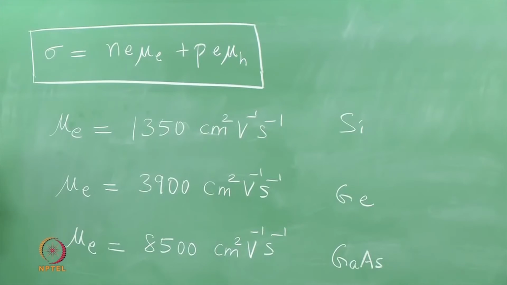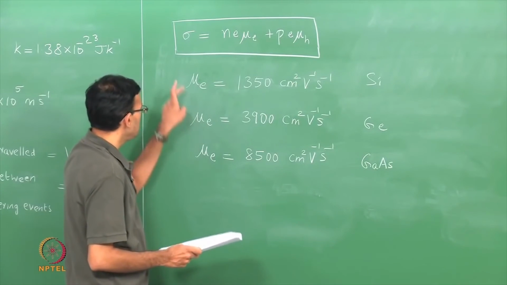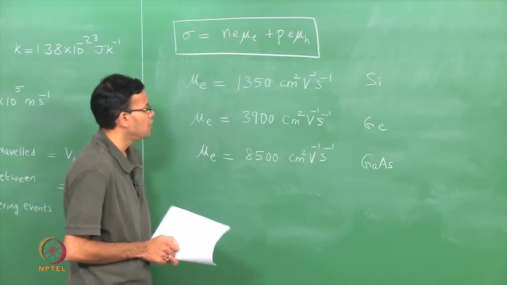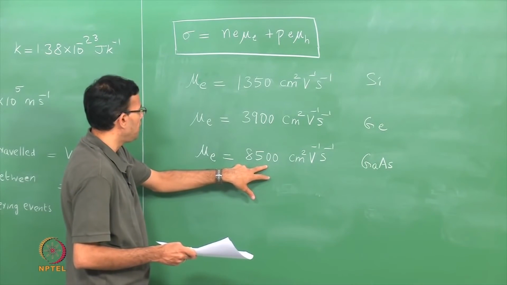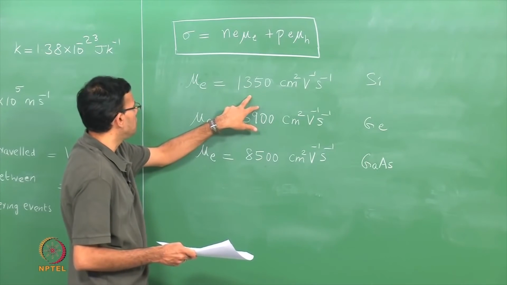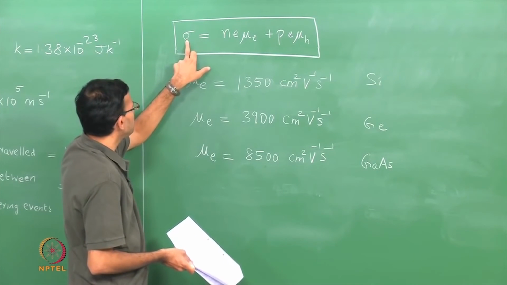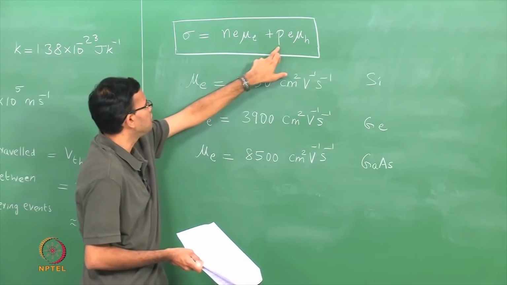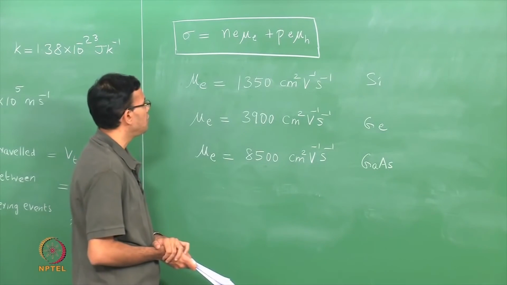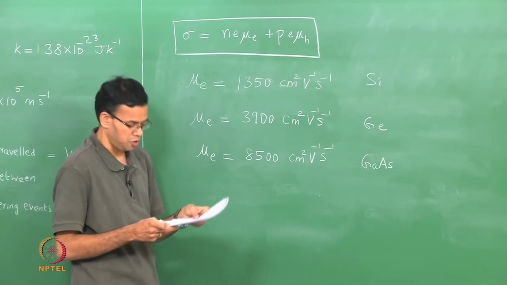So, if you want to improve the conductivity of a material and you are asked to choose materials in order to have higher conductivity, just based upon the mobility values, the choice would be gallium arsenide, because it has the highest value, 8500, which is nearly 6 or 7 times higher than that of silicon. But if you look at the expression for sigma, it not only depends upon the mobility, it also depends upon the concentration of electrons and holes. So, the next thing we will do is to calculate the electron and hole concentration as a function of temperature.